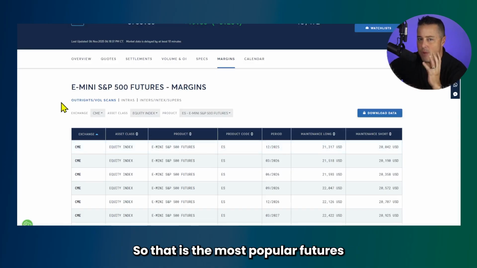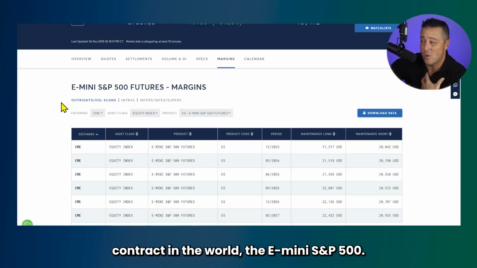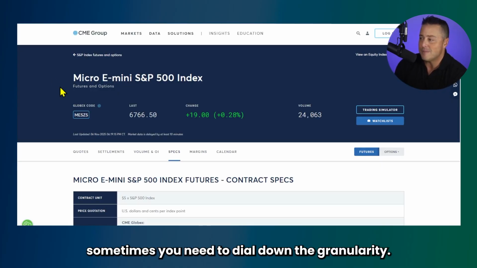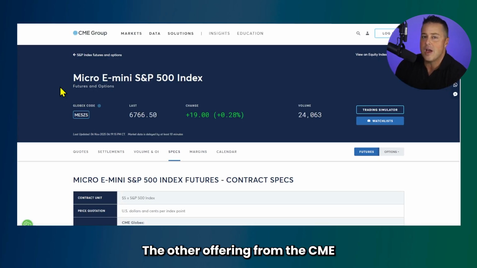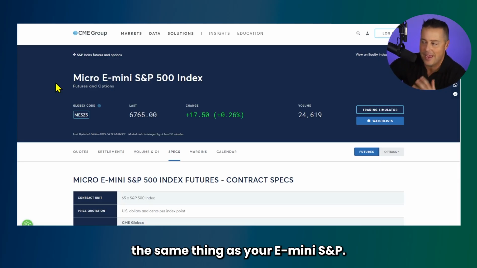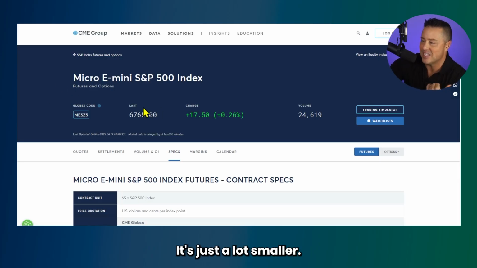So that is the most popular futures contract in the world, the E-mini S&P 500. Now, if that's a little bit too expensive for you, sometimes you need to dial down the granularity. The other offering from the CME is a fantastic one. It's called the Micro E-mini S&P 500 futures. Now, the Micro E-mini is the same thing as your E-mini S&P. It's just a lot smaller.